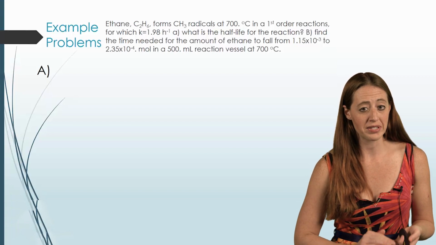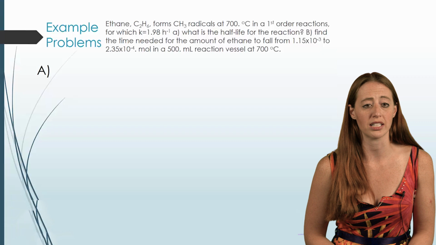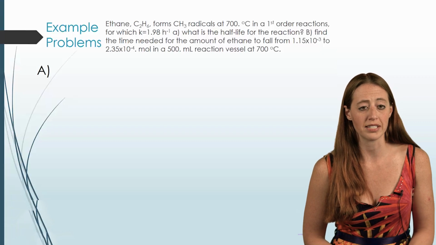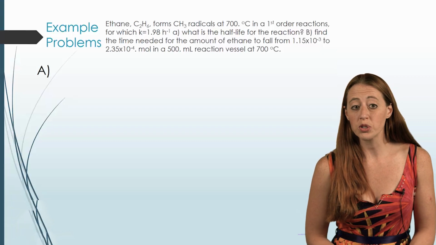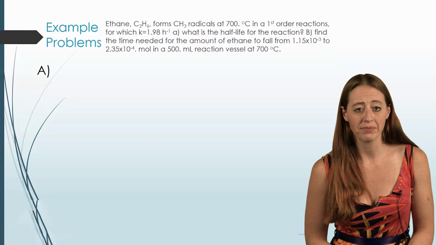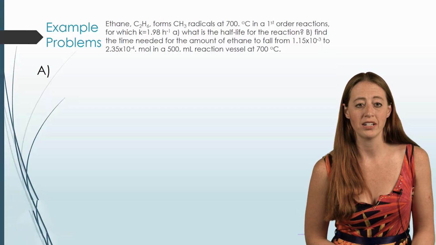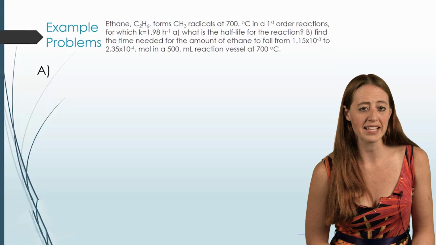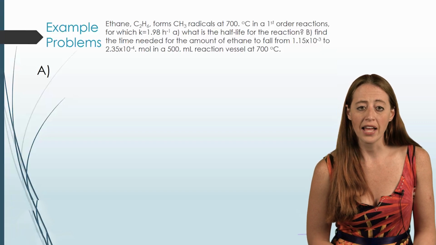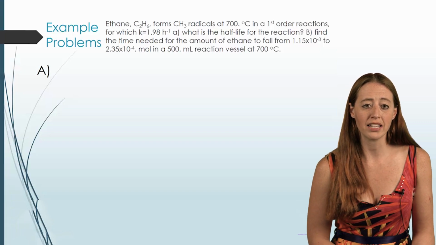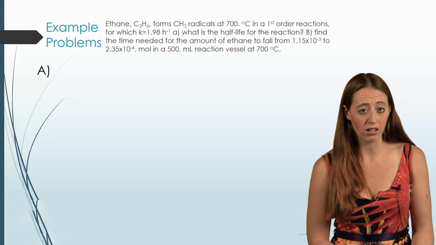You're going to need to use the half-life and the integrated rate law that we talked about in this video. I told you what K is, so we have that. And now I ask you, first, this is actually going to be a two-part question. For A, I ask you, what is the half-life for the reaction? And then for B, I say find the time needed for a certain amount of ethane to fall to another amount.